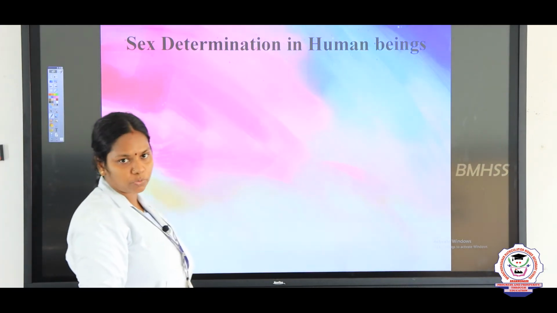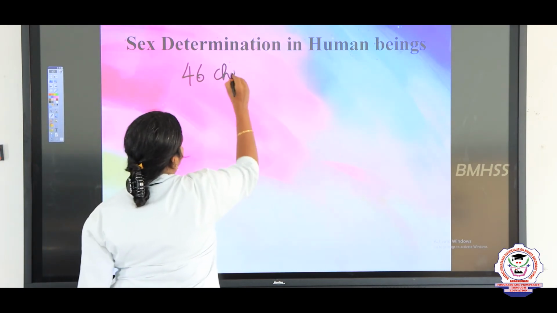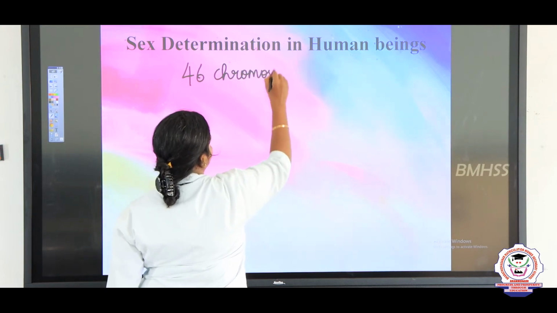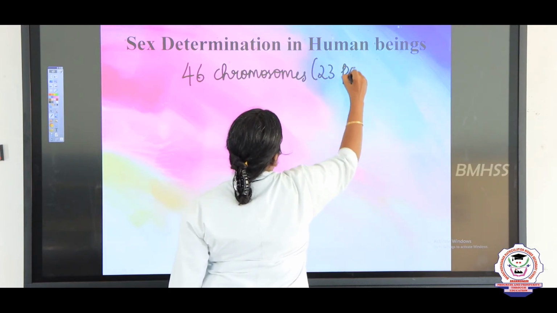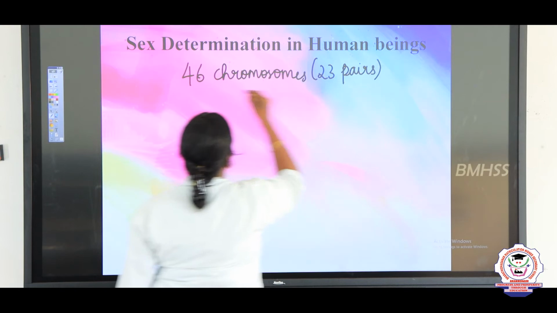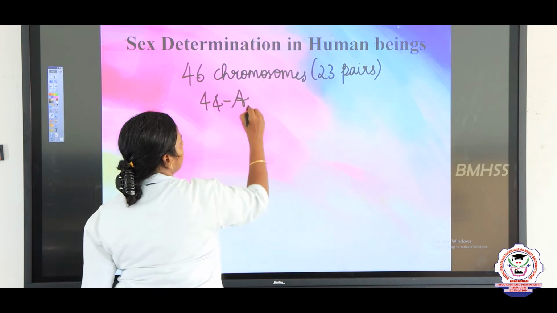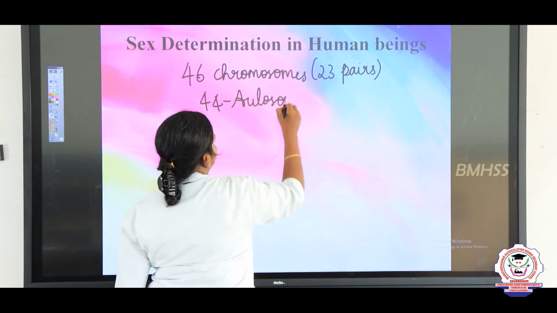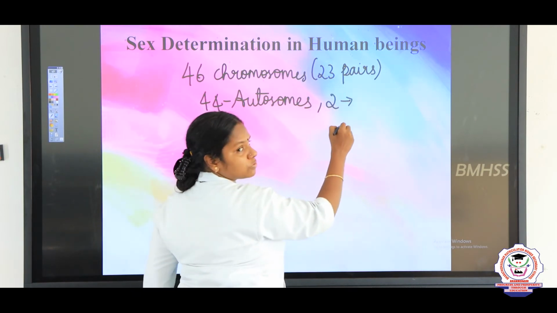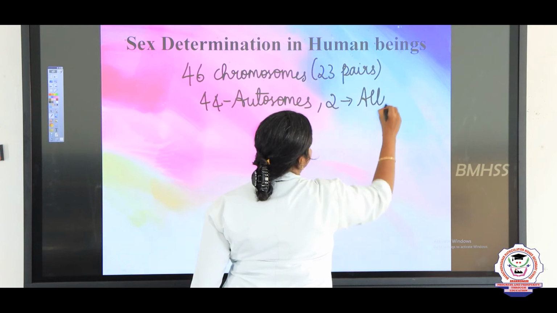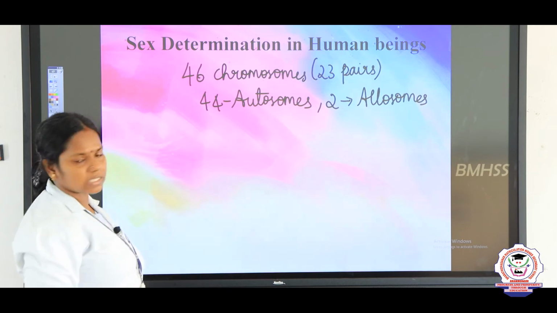So now sex determination in human beings. How is sex determined in human beings? In a human, how many chromosomes are there, children? 46 chromosomes. 46 chromosomes occur in how many pairs? 23 pairs. And out of this, how many are autosomes? 44 are autosomes. Autosomes means what? Body chromosomes. 44 autosomes and 2 sex chromosomes. Sex chromosomes we can call allosomes.